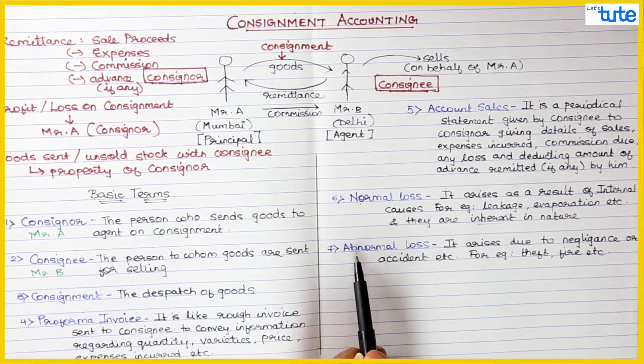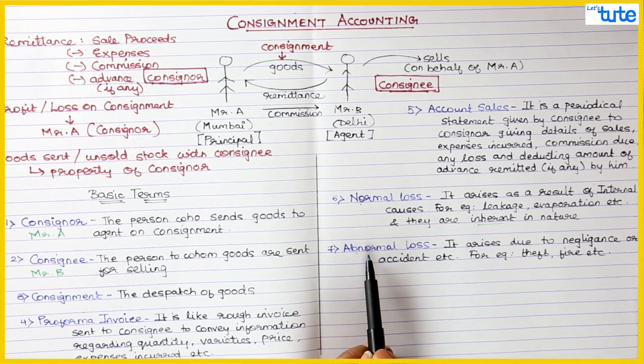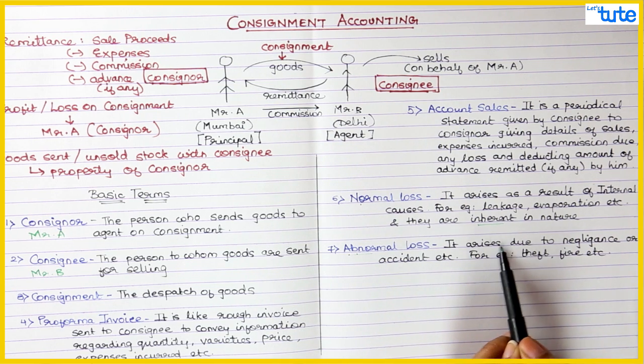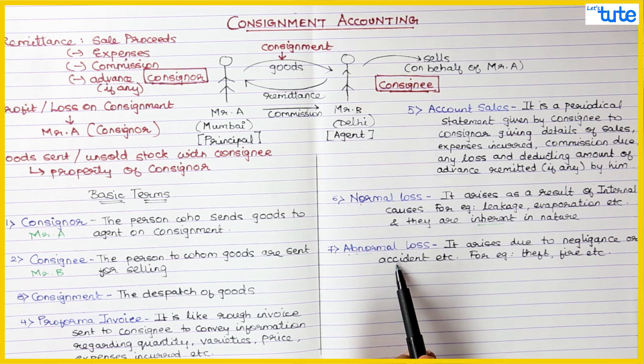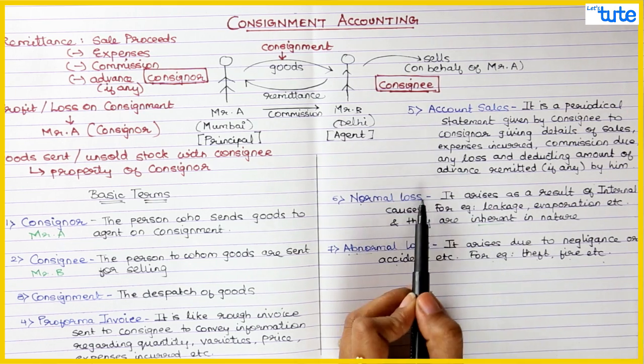Abnormal loss, now this is not predicted loss. So if there is a fire and our goods are lost, or if there is any theft, that loss will be known as abnormal loss. So it arises due to negligence or accident, for example theft, fire, etc. So you understood this concept.